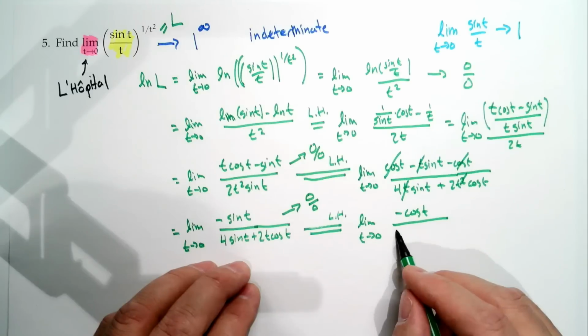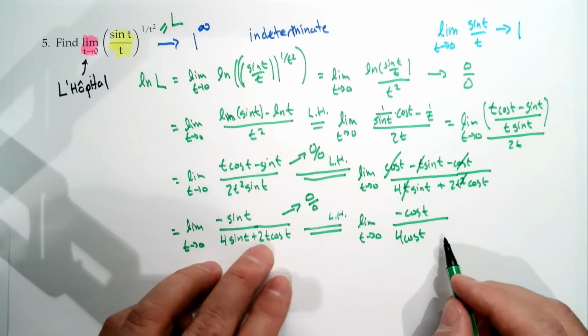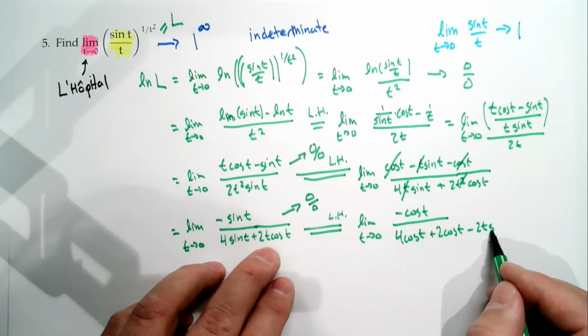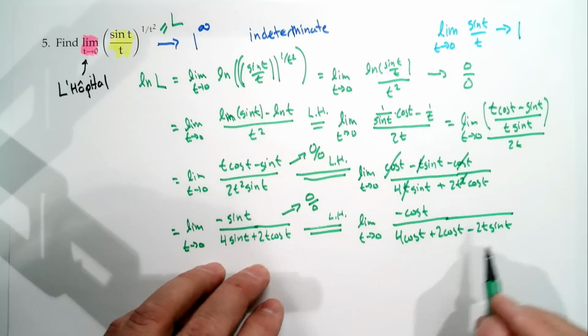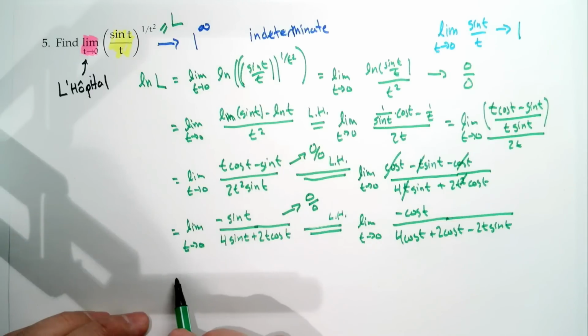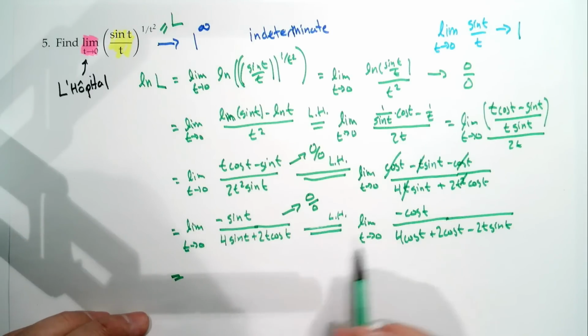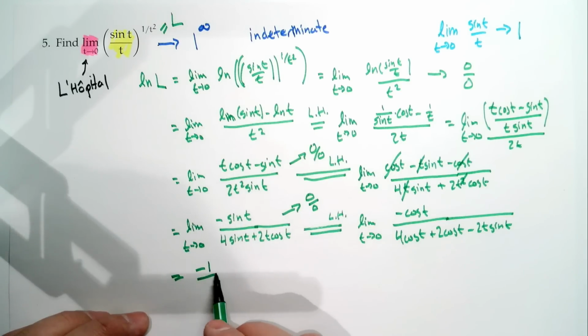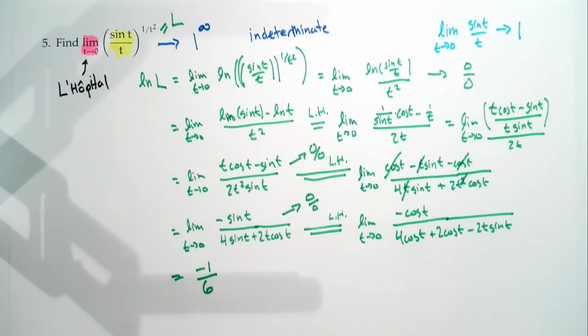So the derivative of 4 sine t, that's 4 cosine t. Product rule, 2 cosine t minus 2t sine t. And what do we get? Well, again, 0. But as we said, cosine of 0 goes to something, negative 1. Downstairs, we get 4 plus 2 minus 0. 6. So negative 1, 6.